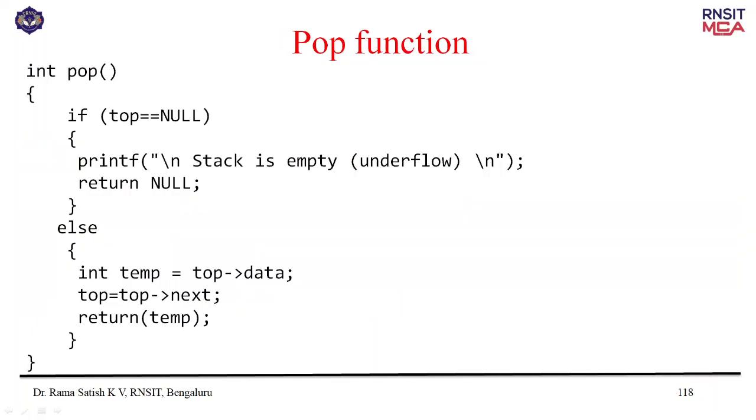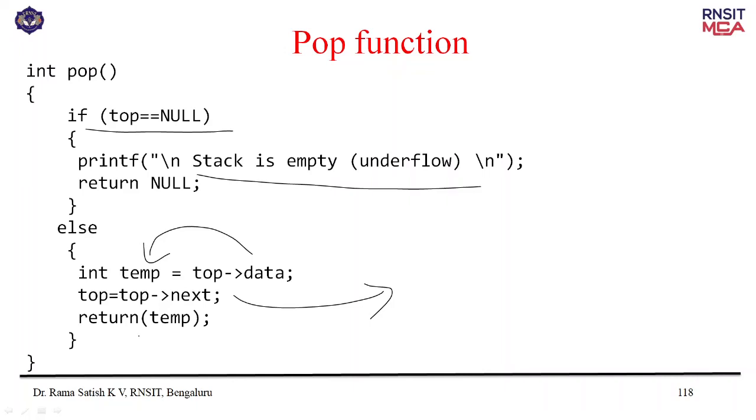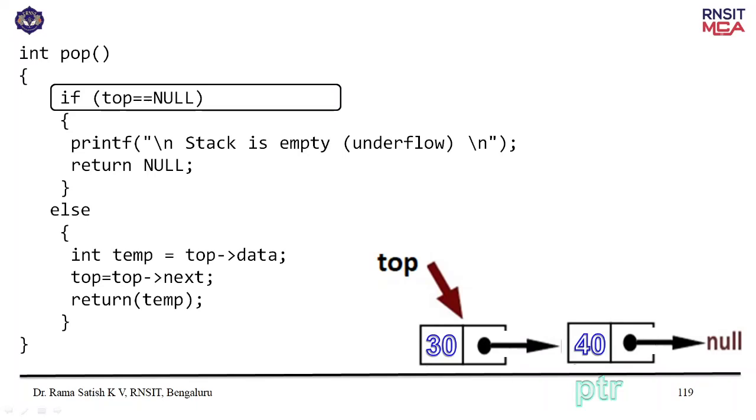So the same is written as a program function. You can see, if top is equal to null, it just displays the message, stack is empty, return null. If it is not null, the topmost element you store in a variable called temp, move the top to the next cell, and return this temp. So that is what it is doing.